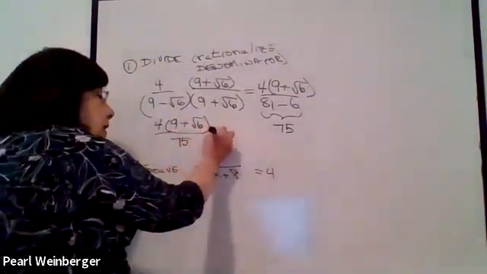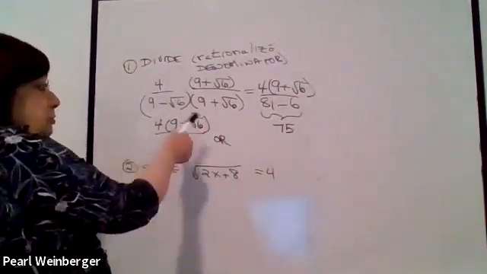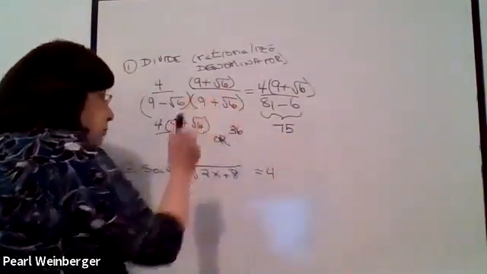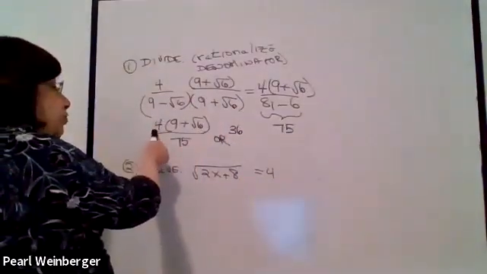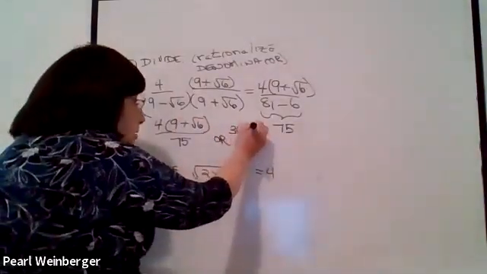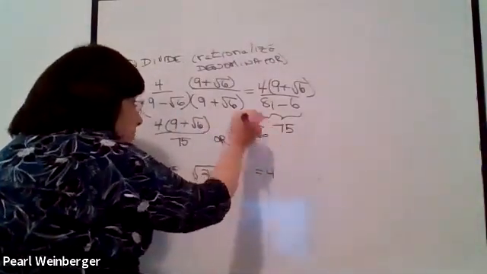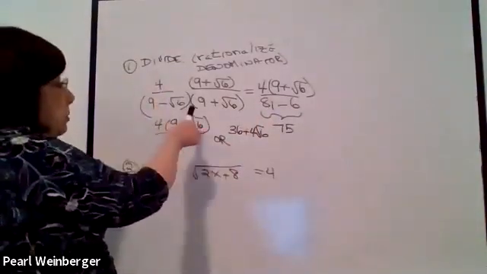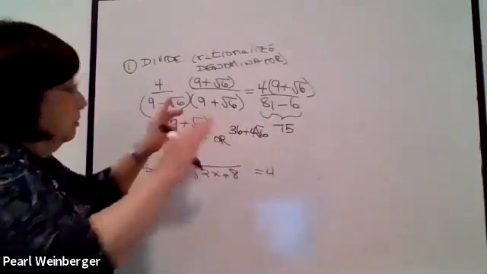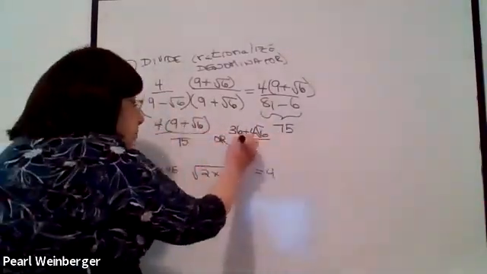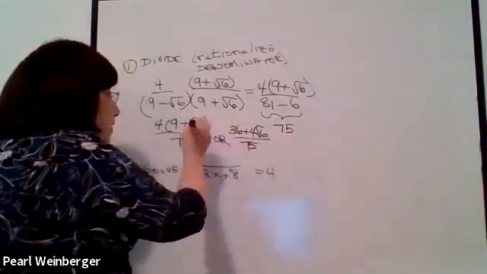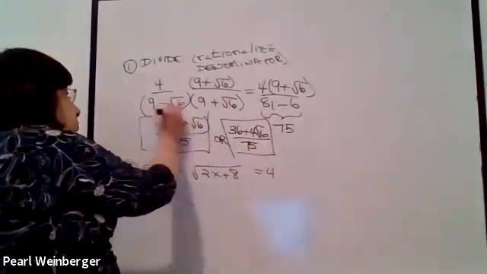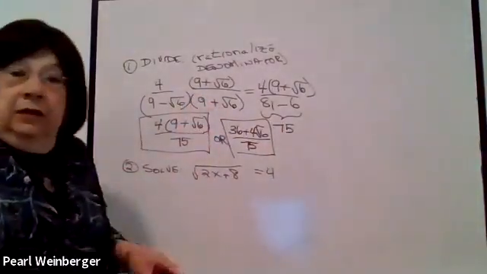The other way is to actually use the distributive property and do 4 times 9, as Devonna said, which gave us 36. But don't forget to do the 4 times the radical 6 as well. And those you just write 4 radical 6 because you can't multiply them together. This is an outside number, doesn't have any radical. This is inside a radical. You just leave them separate and put the whole thing over 71. So either this answer or this answer would be considered correct and acceptable.